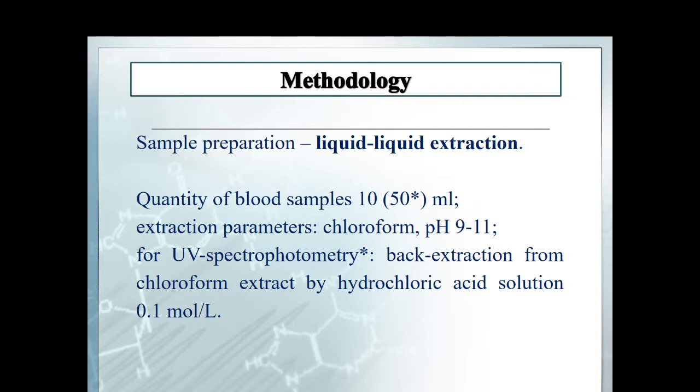For the UV spectrophotometry procedure, the quantity of blood sample was increased to 50 milliliter. From an aliquot of 20 milliliter of chloroform extract, back extraction was made with a hydrochloric acid solution of concentration 0.1 mol per liter. To identify verapamil in blood samples, the method of gas chromatography mass spectrometry was used.